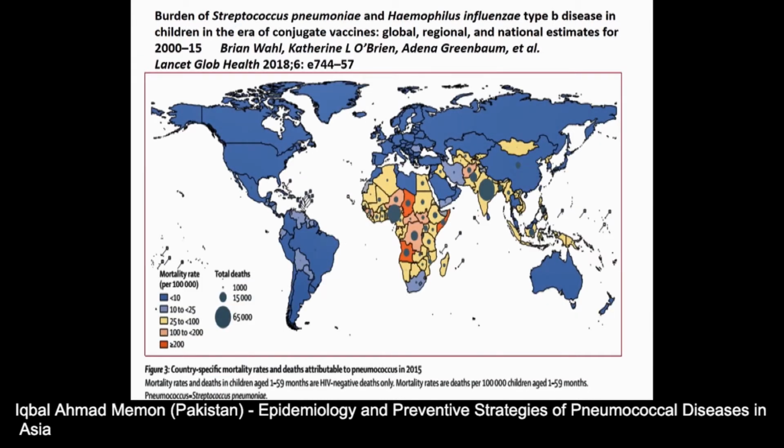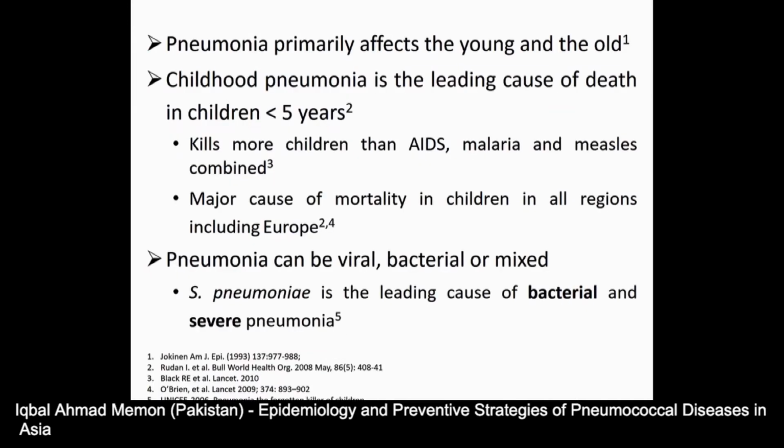Now, the burden of Streptococcus pneumoniae and Haemophilus influenzae is depicted in this particular map, and you can see these blobs are mostly in Asia and then in Africa, whereas the rest of the world seems to have less onslaught of this particular issue.